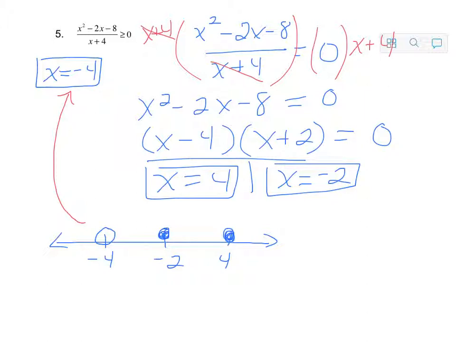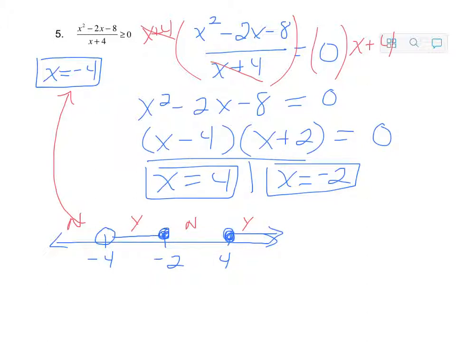So now I have to try a number in each interval. And I tried, I think, a -5, and then I tried a -3, and then I tried 0, and I tried 5. And let me tell you what I got. I ended up with a no here, a yes here, a no here, and a yes here. So now, which means these guys connect, and this goes this way.